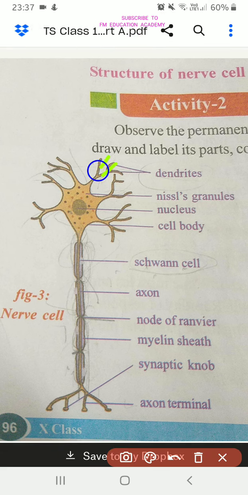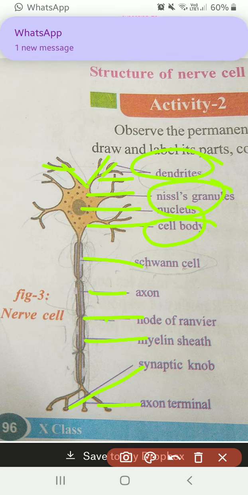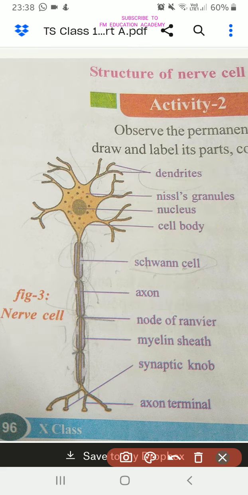These are my dendrites. This is Nissl's granules. This is your nucleus, cell body, Schwann cell, axon, node of Ranvier, myelin sheath, synaptic knob, and axon terminal. If you do all the labelings correctly, and also if you write nerve cell here, okay, then you will get full 4 marks for this question.